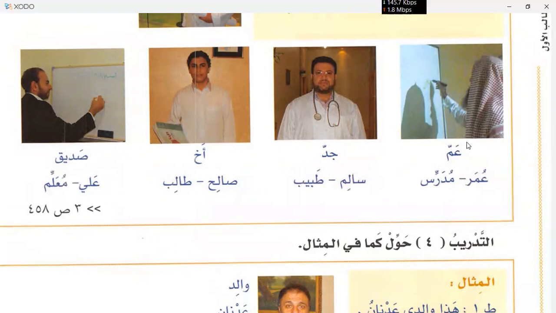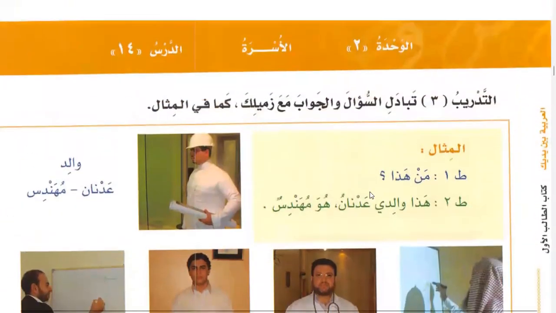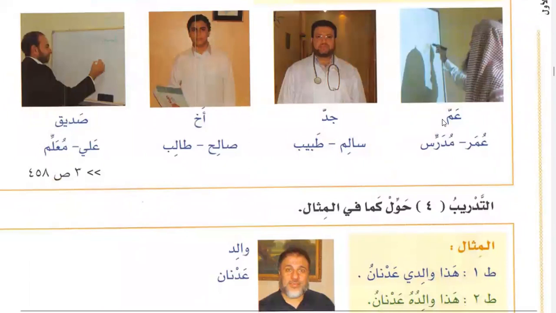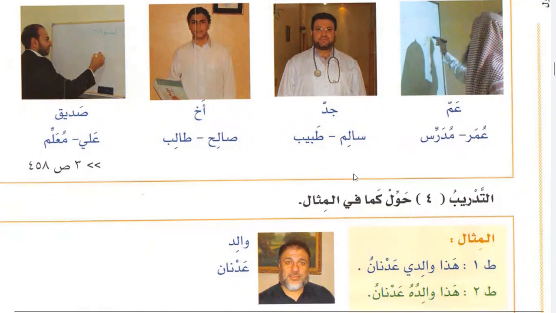Hada amma Umar. You need to add ya, okay? Just like here he added ya to walid, it becomes walidi. Similarly, you will add ya here, it becomes ammi. Hada ammi Umar. Huwa mudarris. This is my uncle Umar. He is a teacher.